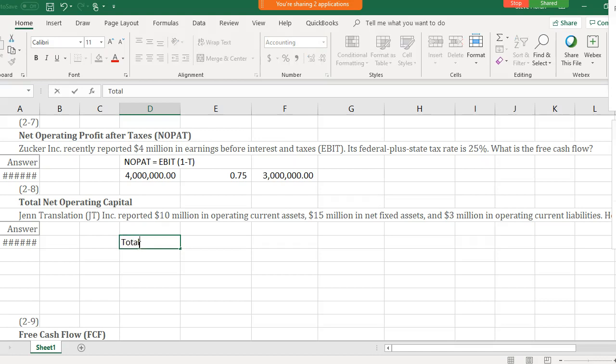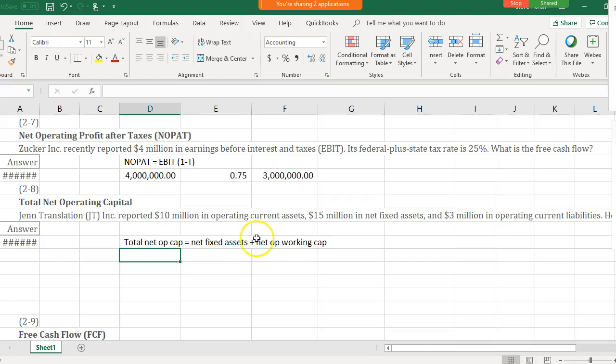So total net operating capital, I'm just going to abbreviate that a little bit. So total net operating capital equals net fixed assets plus net operating working capital. Okay, that's the formula. So total net operating capital equals net fixed assets plus net operating working capital. Now, net operating working capital, this portion right here has a little sub-formula within it. So that formula is this.